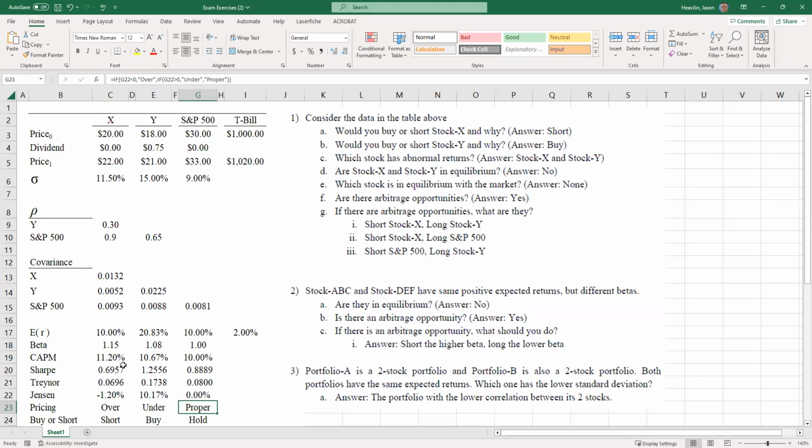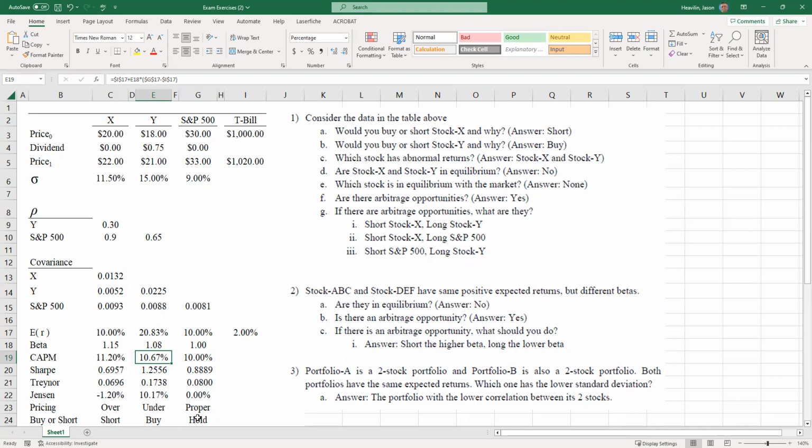Now, the common practice is if something is overpriced, you want to short that stock because if you want to trade, it's going to go down in price if this pattern continues. If it's underpriced, you want to buy it because it means the price will go up. And it makes sense. If it's expected to return a lot more than what's required, people are going to buy it.